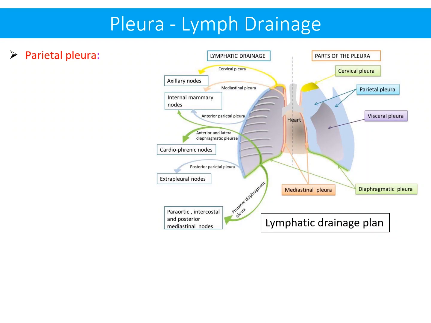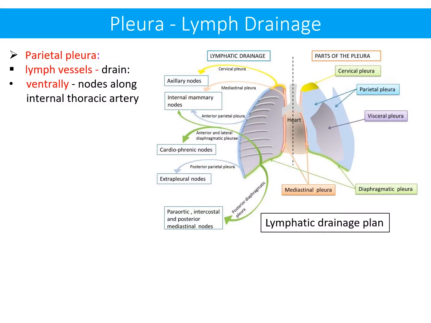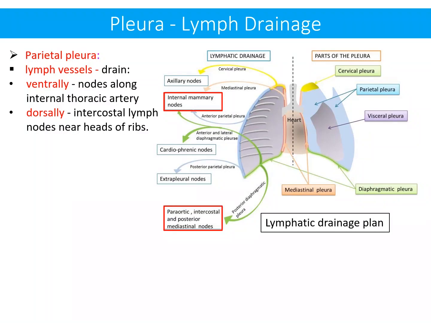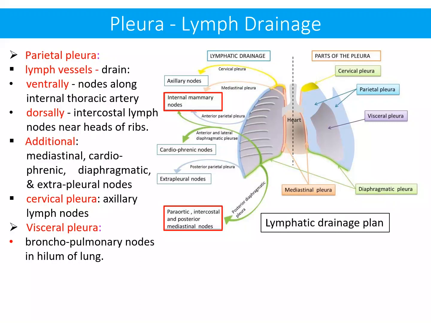Lymph drainage of pleura. First, parietal pleura. Lymph vessels from this part of pleura drain ventrally to the nodes along internal thoracic artery, dorsally to the intercostal lymph nodes near the heads of ribs. Additional drainage is to the mediastinal, cardiophrenic, diaphragmatic, and extrapleural nodes. One thing to remember is that cervical pleura is drained into the axillary lymph nodes. The visceral pleura is drained into the bronchopulmonary lymph nodes in hilum of the lungs.